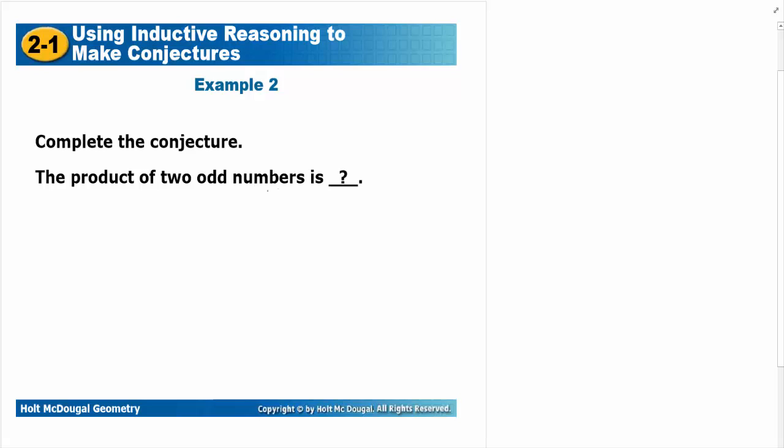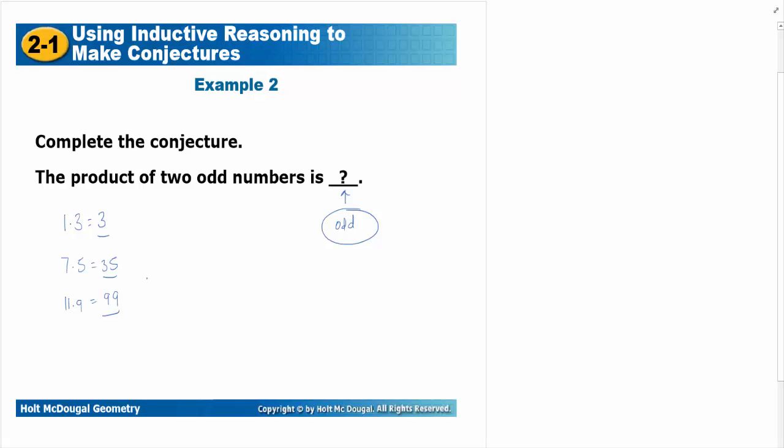Next up, the product of two odd numbers is what? So I'm going to multiply some odd numbers. 1 times 3 is 3. Okay, and again, once I multiply some odd numbers, I'm going to look to see if there's a pattern. So I'll go 7 times 5 is 35. I can go 11 times, let's go 9, is 99. And it looks like when you look at all three of these, I always get an odd number. So I'm going to say the product of two odd numbers is odd.